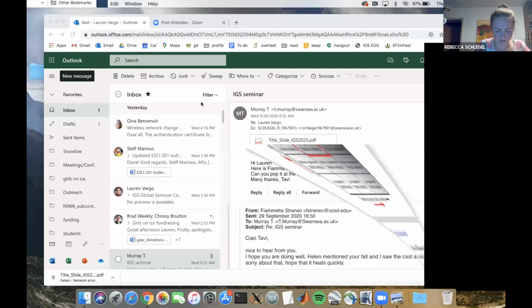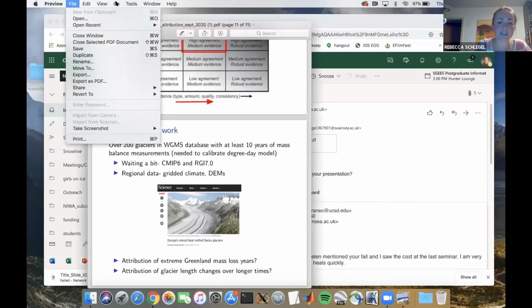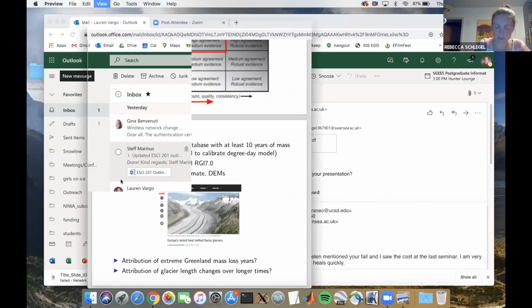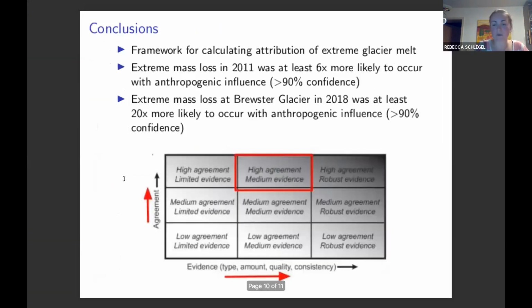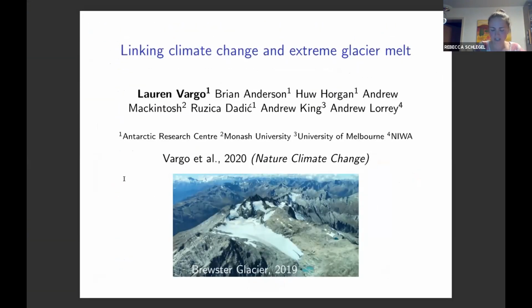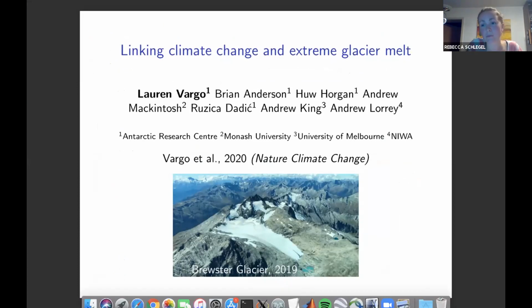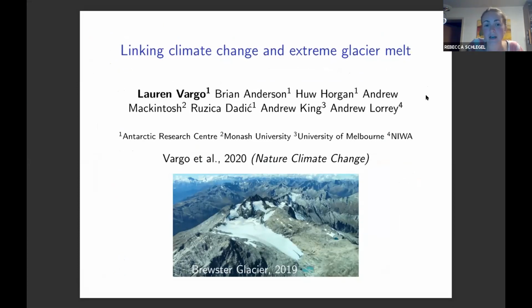Lauren Vargo finished a PhD last year at Victoria University in Wellington, and she's now a postdoc there. She's mainly working on monitoring glaciers in New Zealand. Lauren is also part of the IGS Egg that I just mentioned before. And another thing I really want to mention, Lauren has been involved in getting Girls on Ice started for New Zealand. I think that's a really cool thing to do, and I really hope it works out well. But now over to your talk, Lauren.